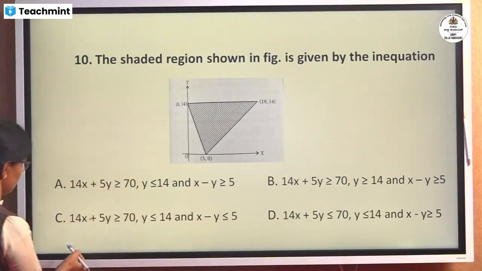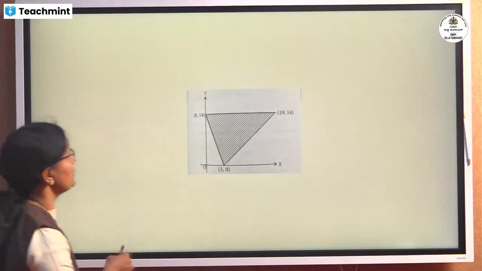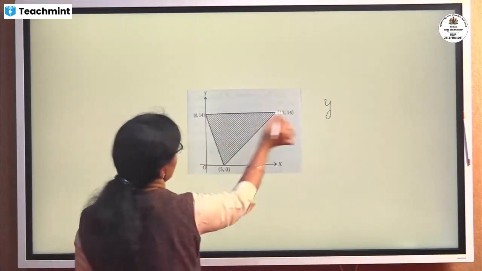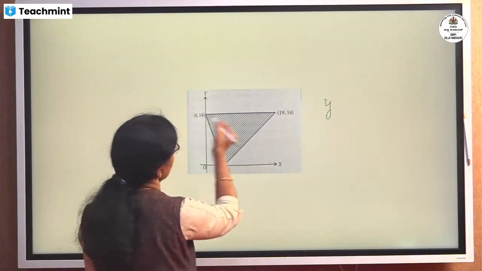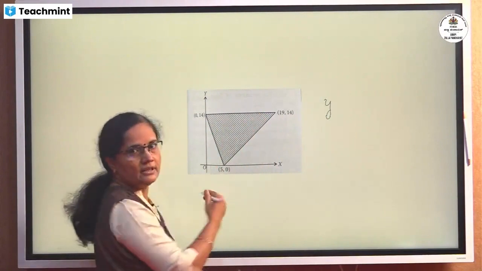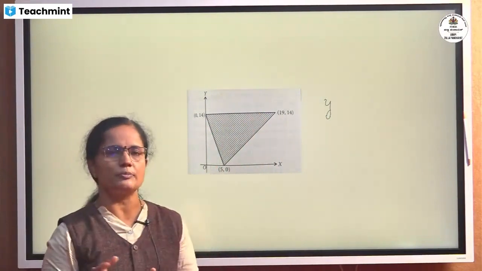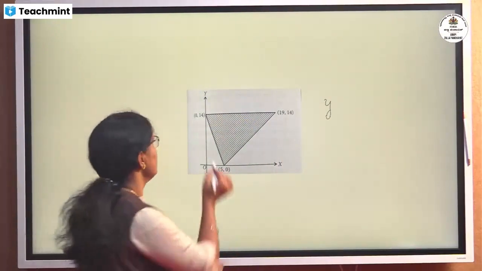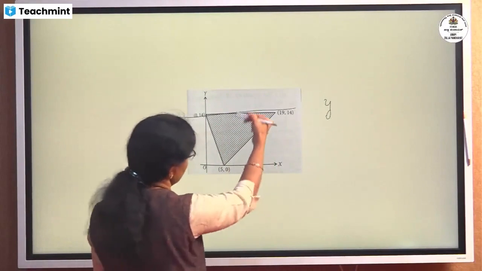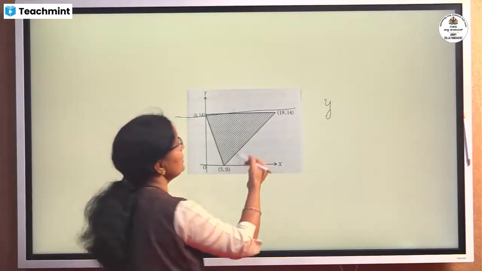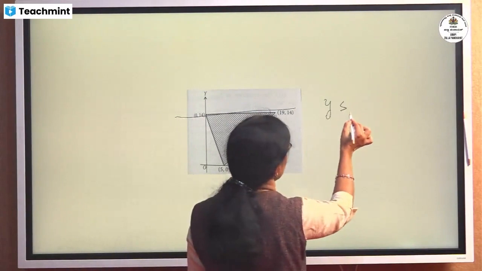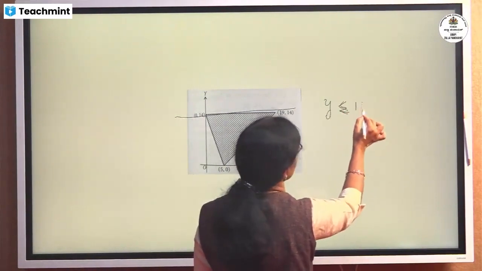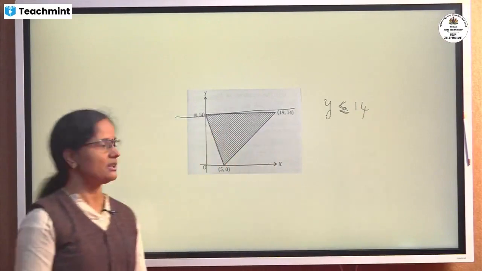I will go to the next slide here. One equation you may make very simply. So y is, see here, for this solution, origin is there. There are two types of solutions in a linear programming problem: one is with origin and another one is without origin. For this line, the solution is with origin. Therefore, y is lesser than or equal to 14. This is one equation that you may form.